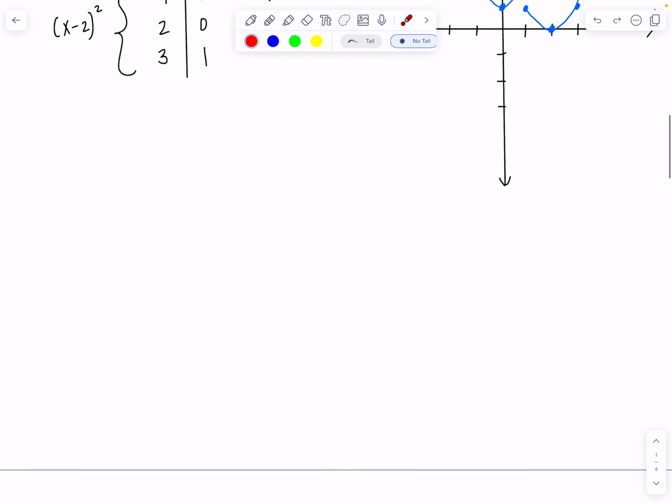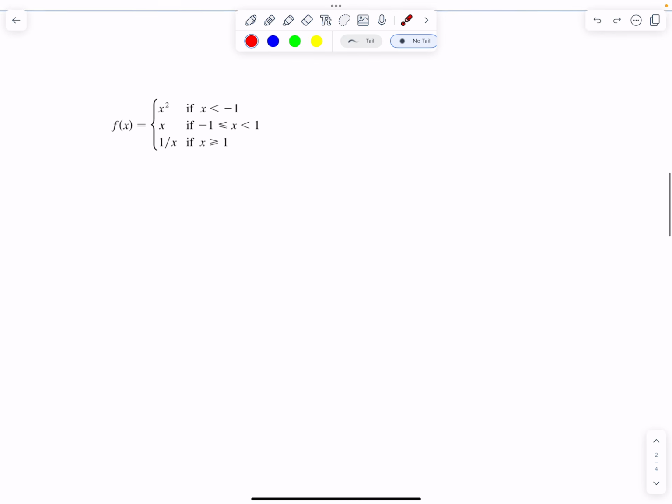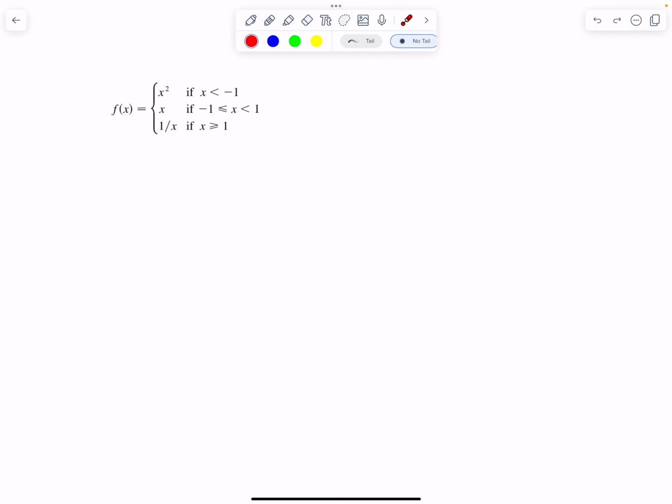Let's look at something a little more spicy, yes? Okay. f of x equals, I know, 3 functions. x squared if x is less than -1. x if x is greater than or equal to -1 but less than 1. And 1 over x if x is greater than or equal to 1. Okay, again, same thing. Let's make a little table.